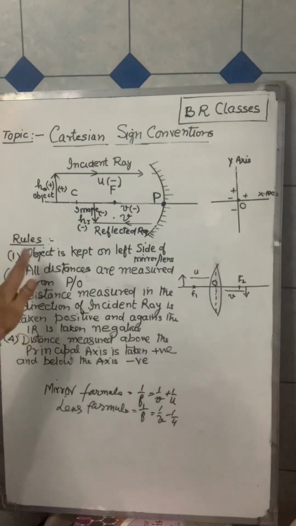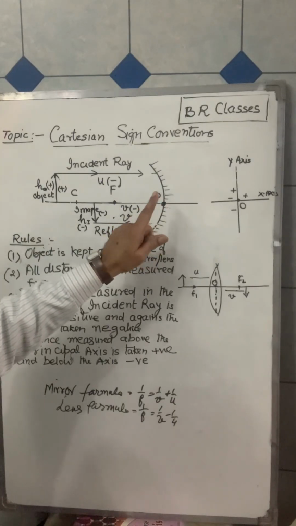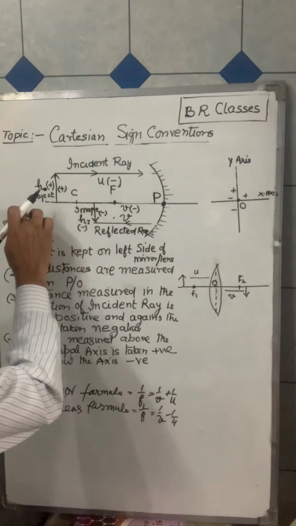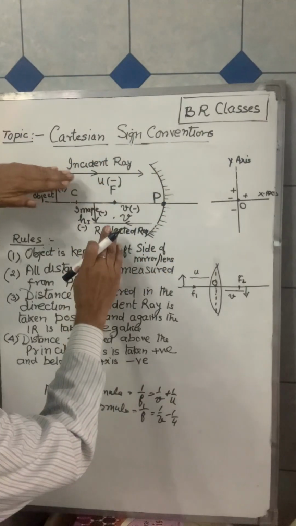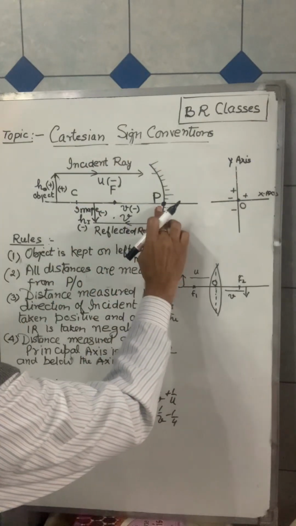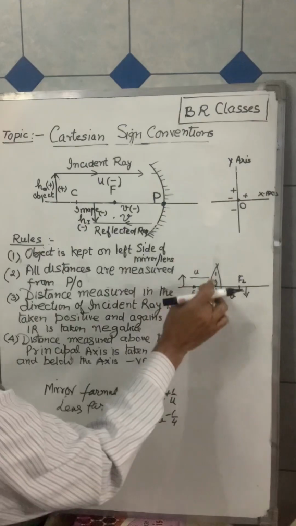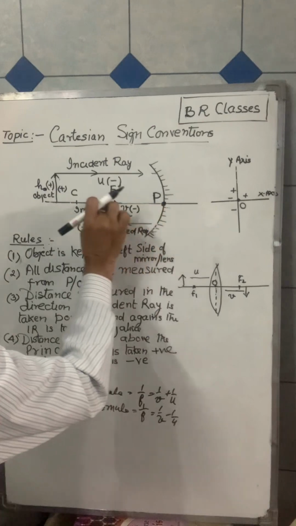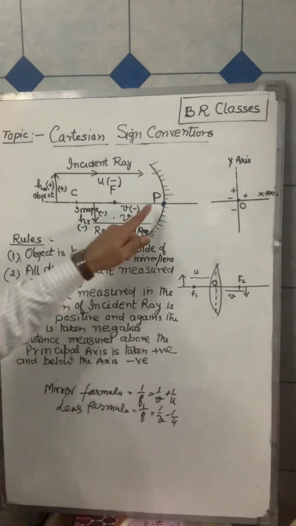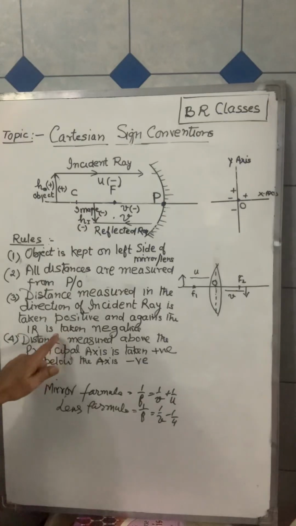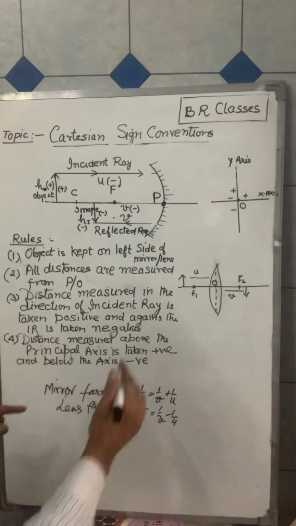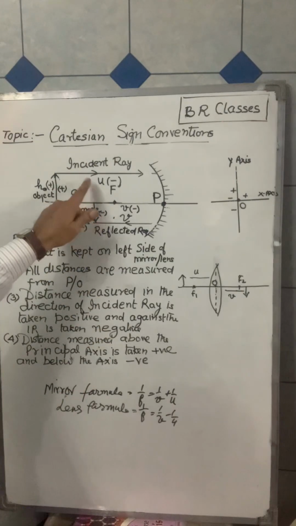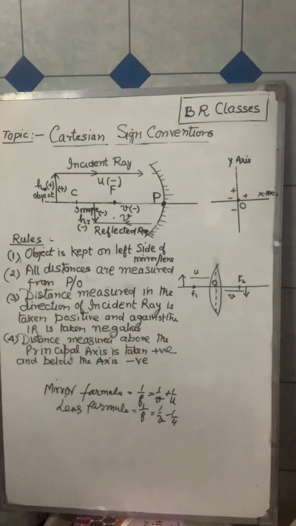Now, if we start from the pole to measure the distance of the object, I will go against the direction of the incident ray. The incident direction is this, and we measure from the pole or optical center. If I go in this direction, I am going against the incident ray. So distance measured against the incident ray is taken negative. That is why U is always taken as negative.